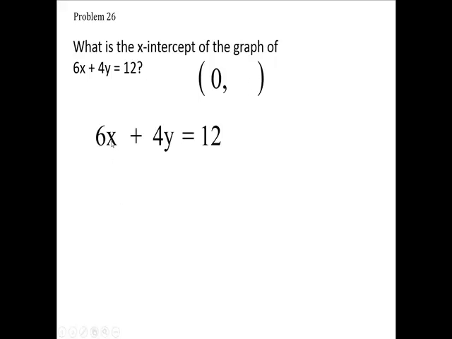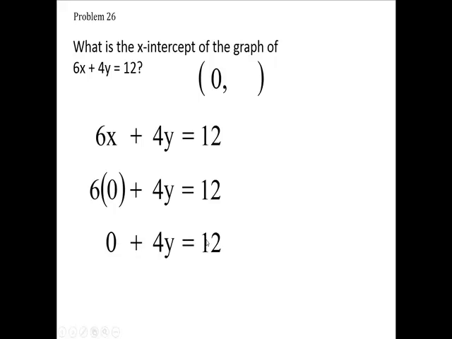Well, if x is 0, we're going to plug 0 in for this x here, and we're going to solve the equation for y. Well, 6 times the 0 is 0, and 0 plus 4y is 4y. Now if we divide both sides of this equation by 4, we're going to end up with y equals 12 divided by 4, which is 3. So when x is 0, y is 3.